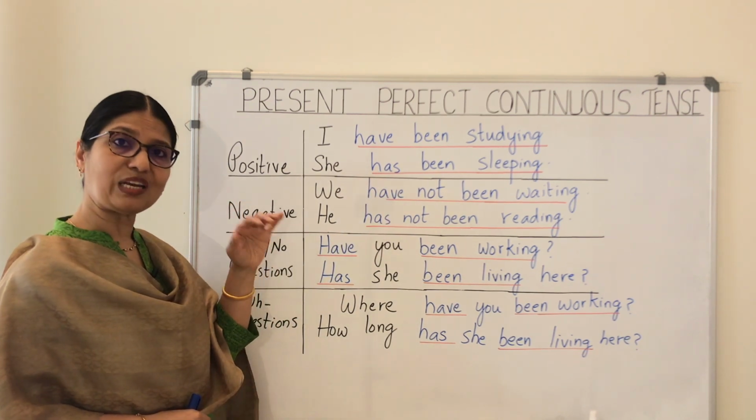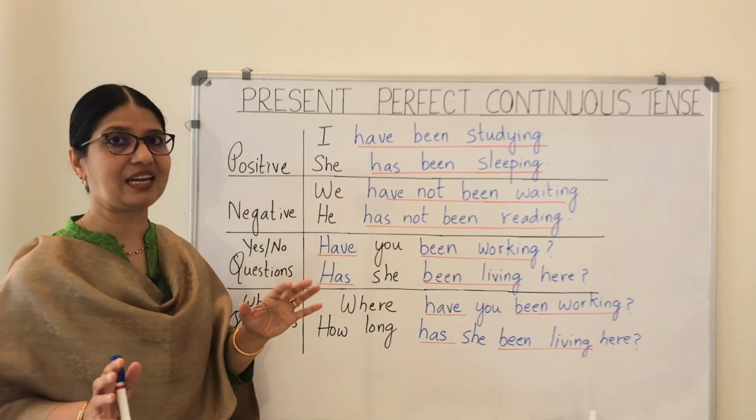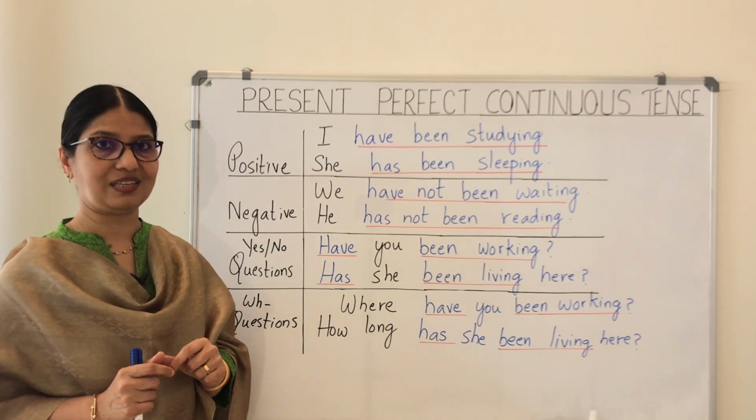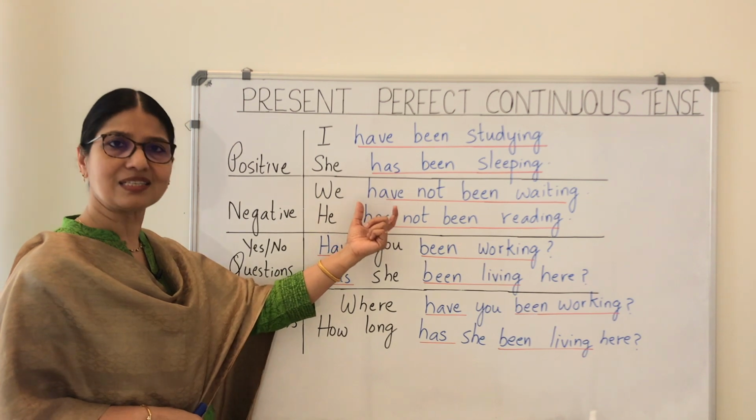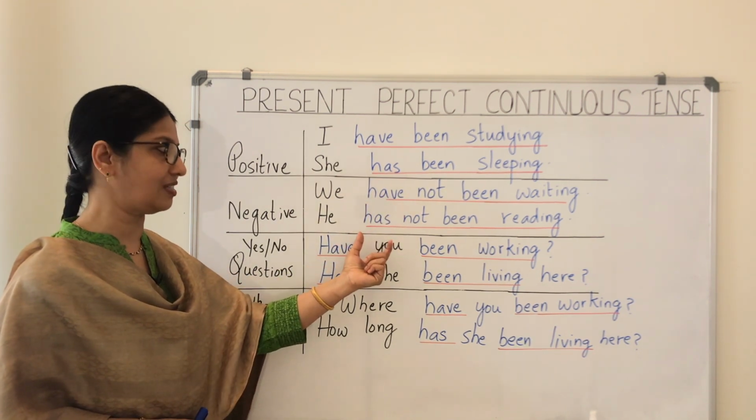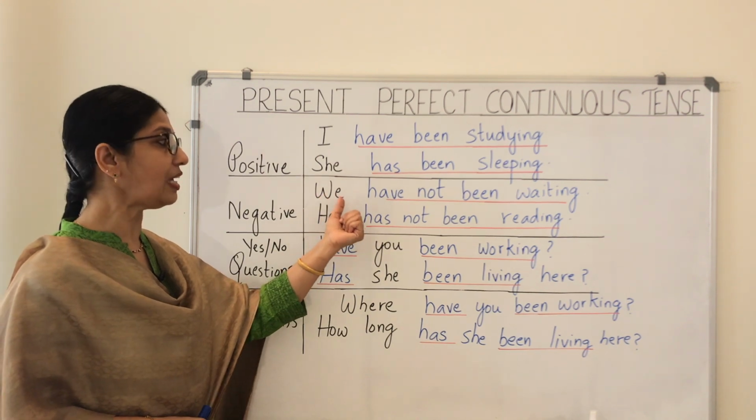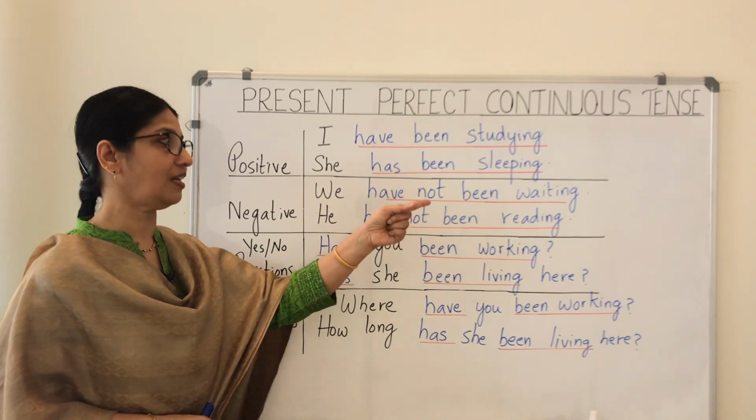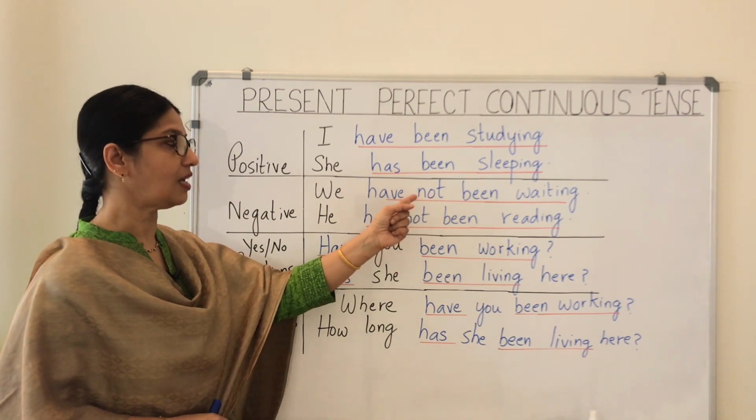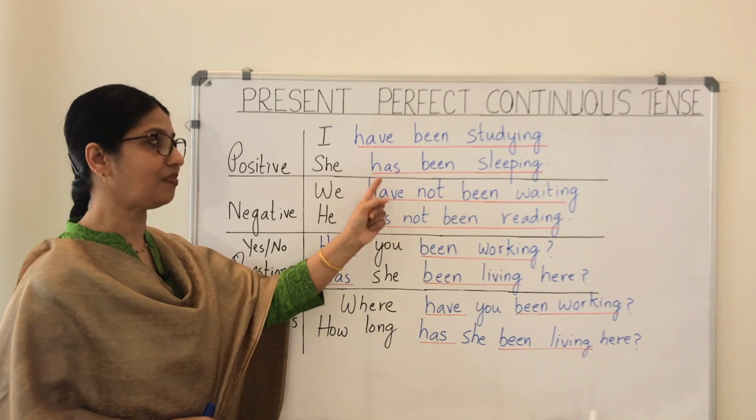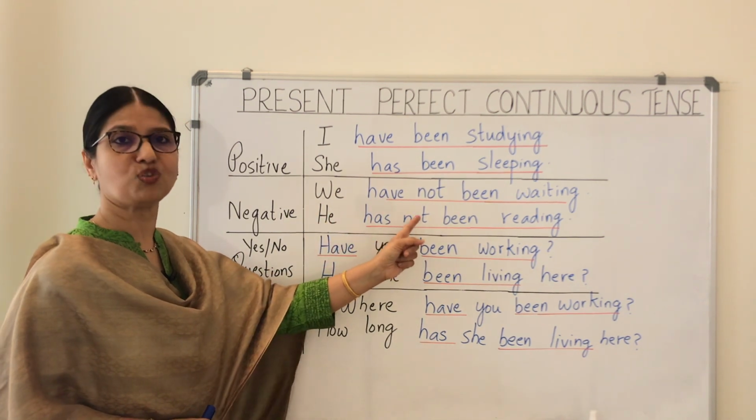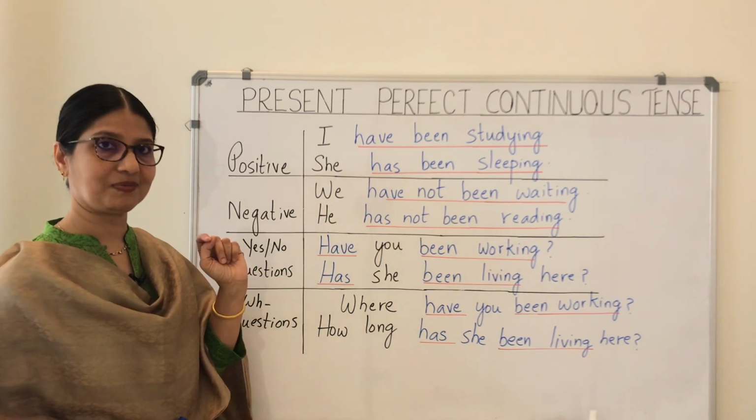How do we make the negative form? We have to add the word not. But where do you add that word? You add it just after the first auxiliary verb, have or has. So here we have not been waiting. So you inserted this word not after have. We have not been waiting. He has not been reading.